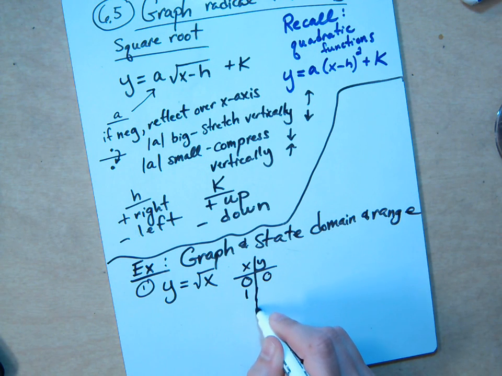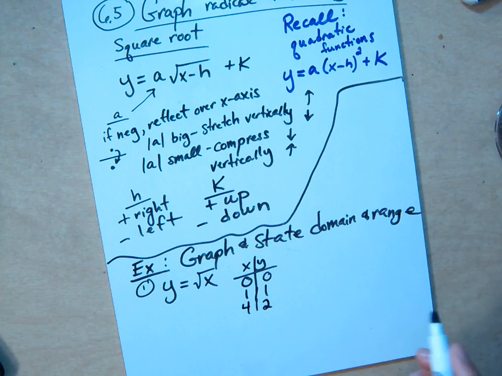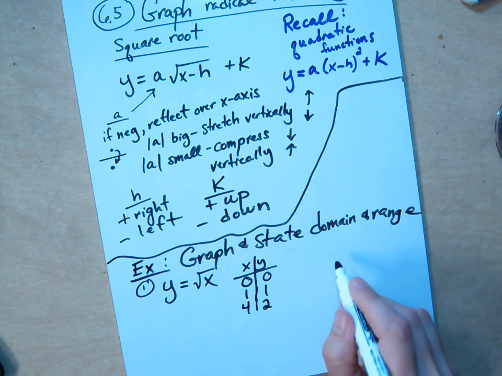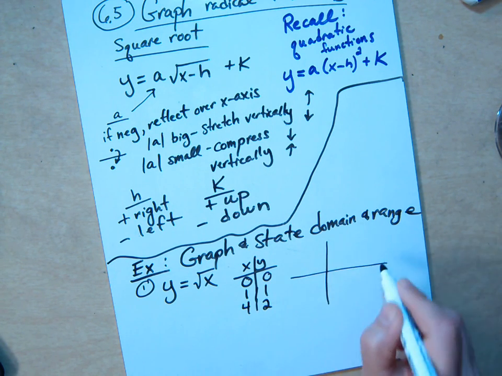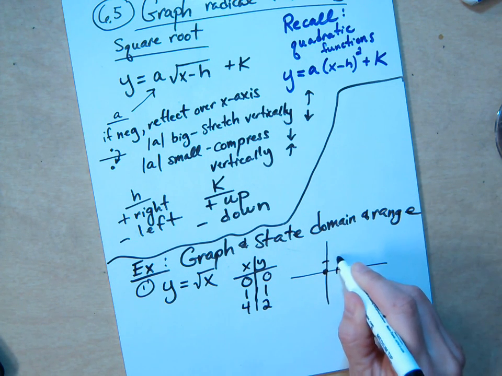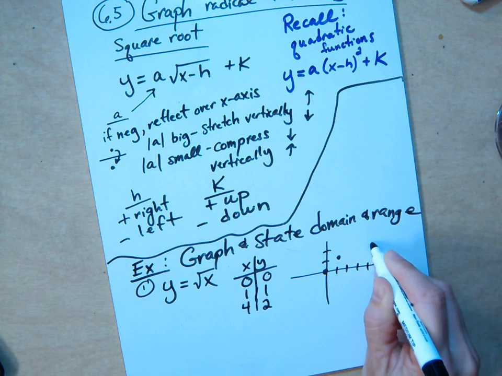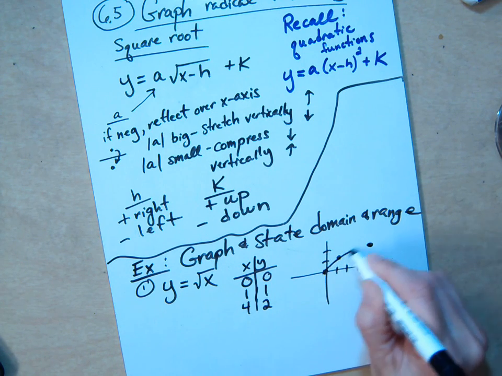So what's the square root of 1? And the next easiest value? Not 2, because that would be an irrational number. 4. Okay, we're going to stop there. You really only need 3 points to graph these. So you would sketch for yourself: okay, (0, 0), (1, 1), (4, 2). And that's the shape that you're familiar with.